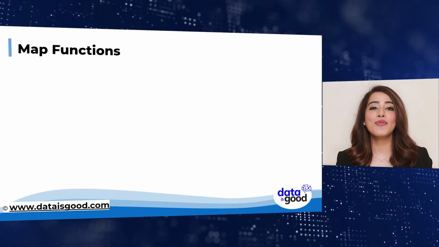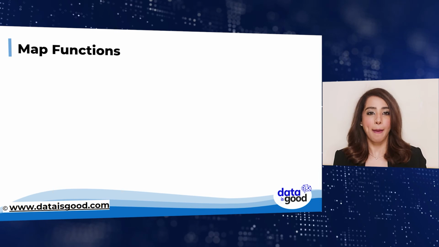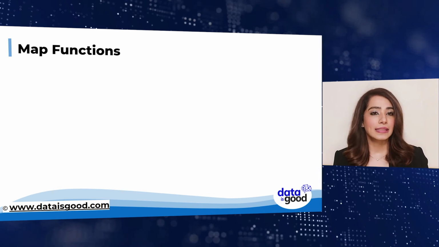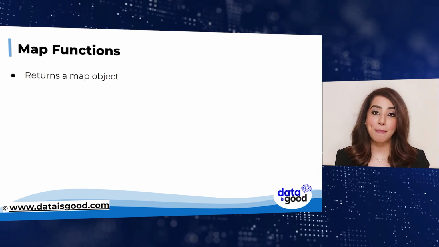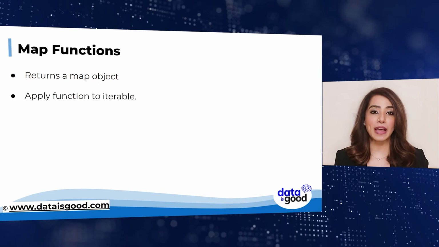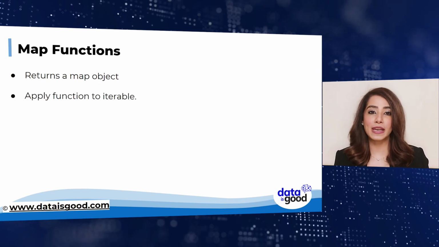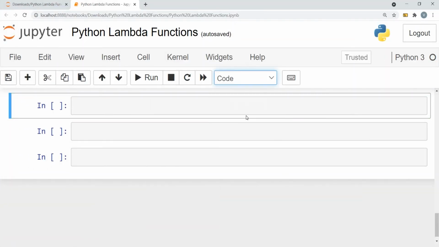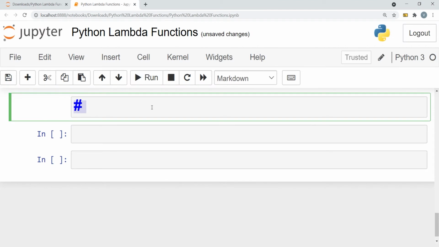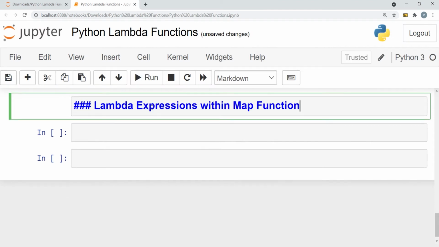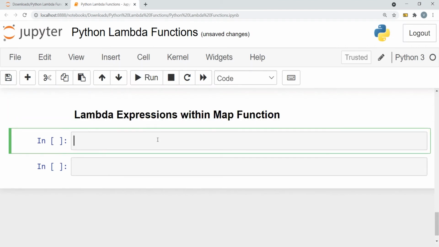Alright, time to move on to our third function, the map function. The map function returns a map object after applying the given function to each and every item or element of a given iterable. Now let's come back to the Jupyter notebook and find out how we can use the lambda expression within the map function.